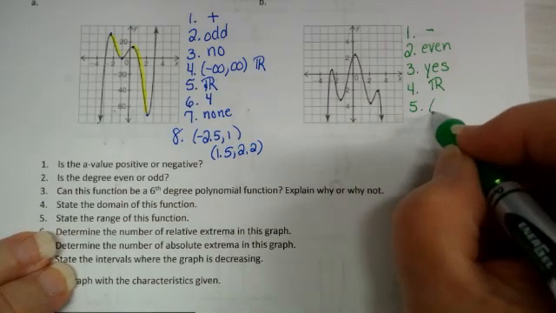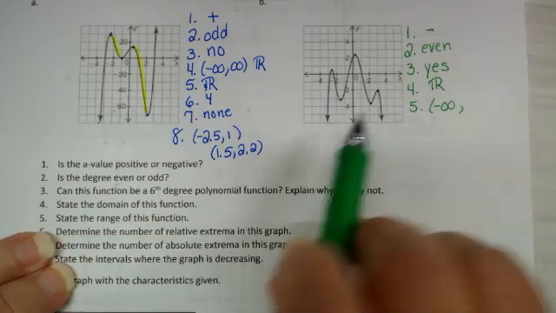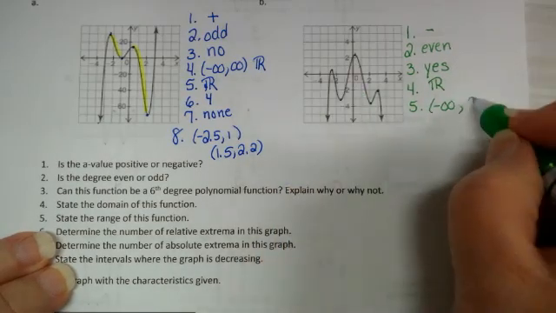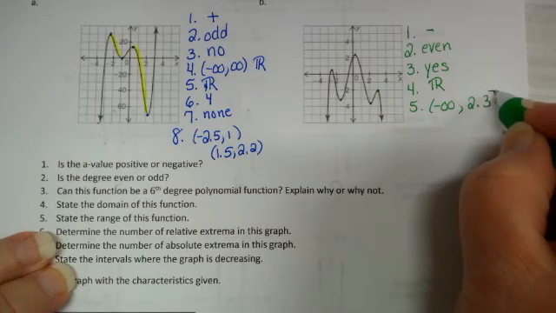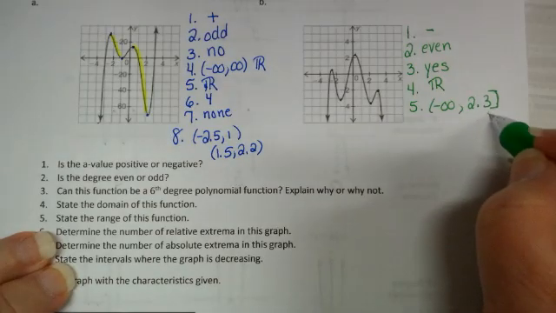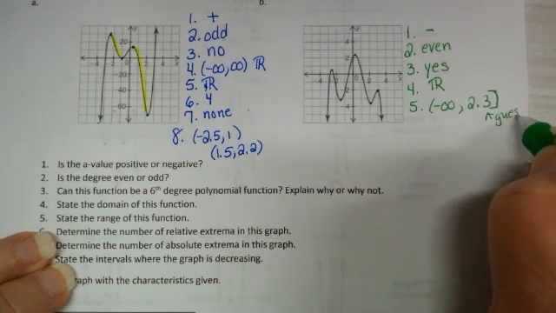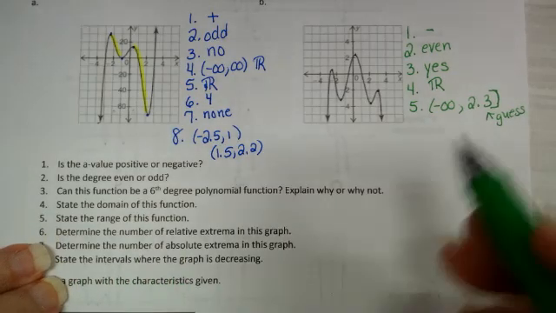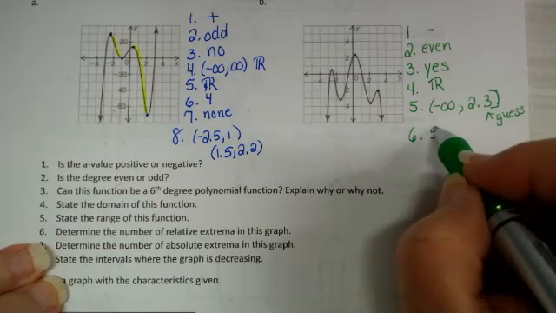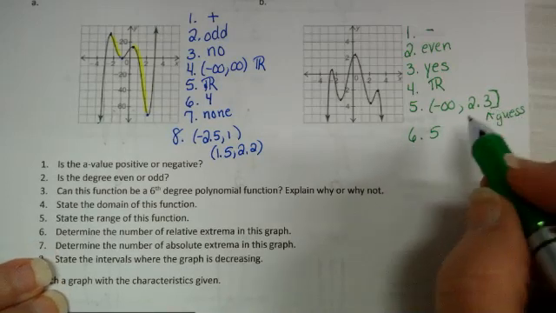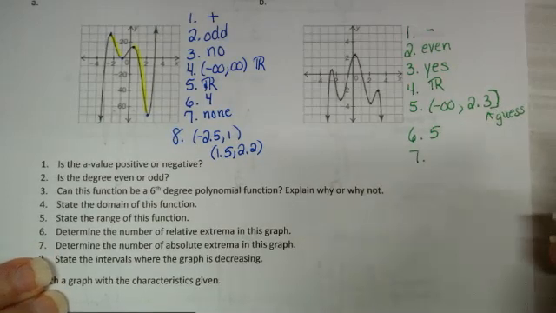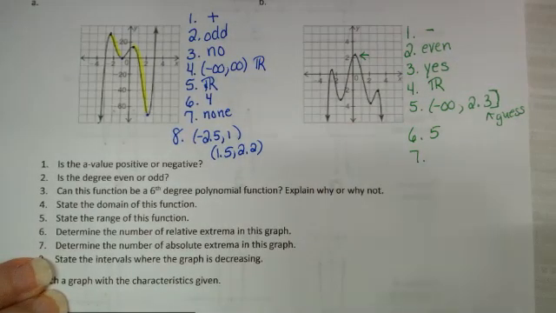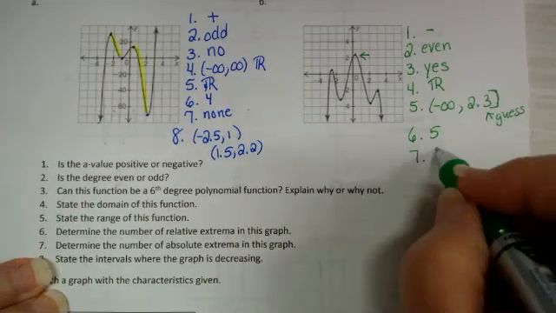Number 5, state the range. Well, I'm starting at the bottom from negative infinity, and it looks like I top out between 2 and 3. So I'm going to go 2.3. That's just a guess. That's the best I could do based on the graph. Determine the number of relative extrema. We just counted those and we got 5. Determine the number of absolute extrema. Well, I have 1 point that's the highest point of the entire graph. So there is 1.